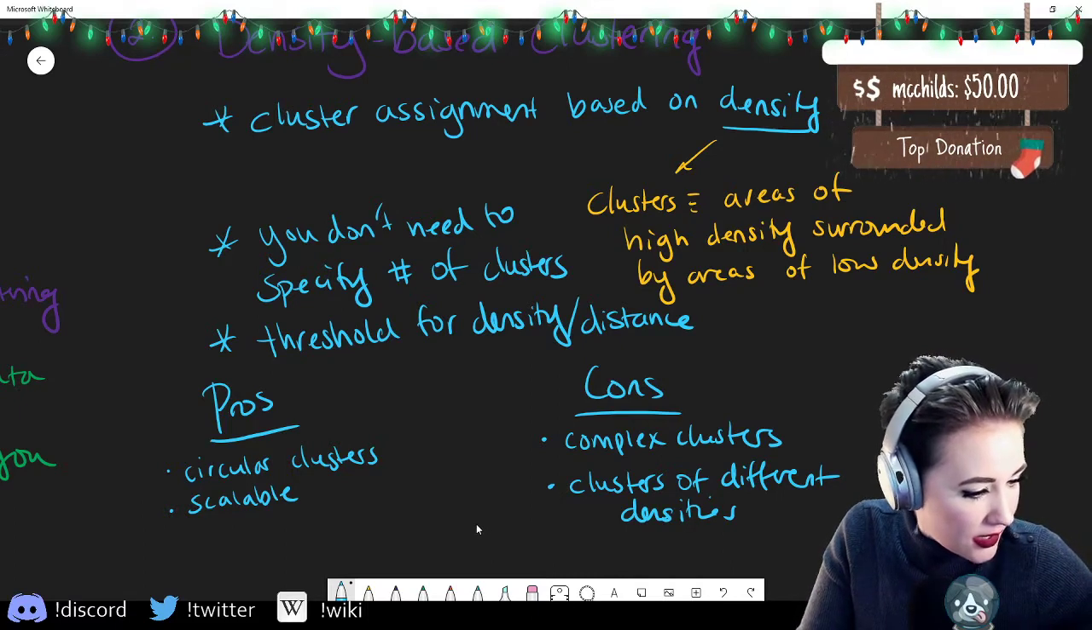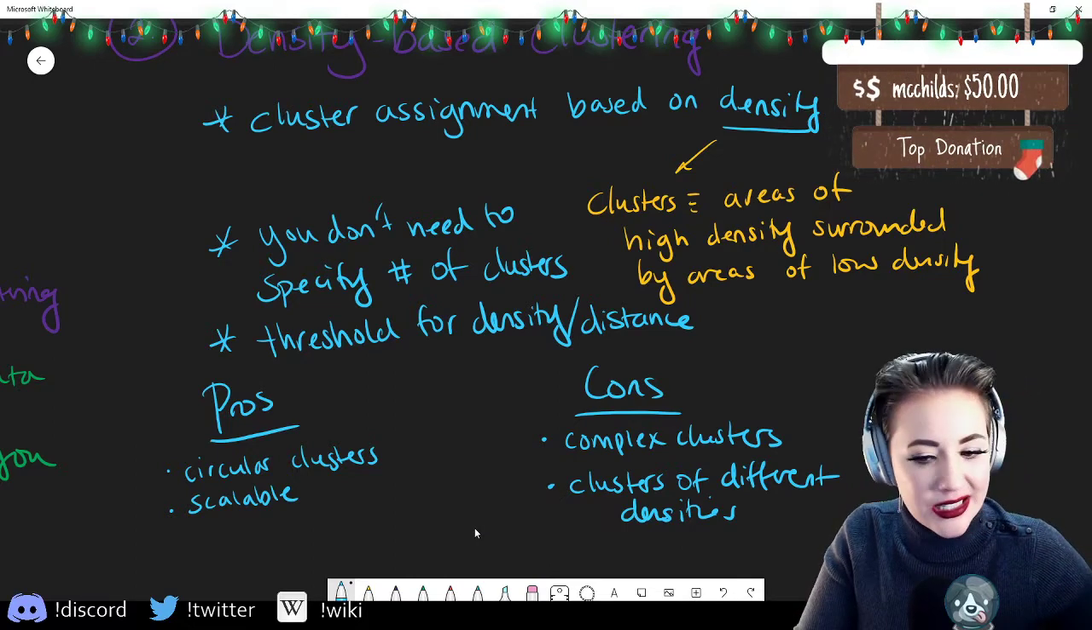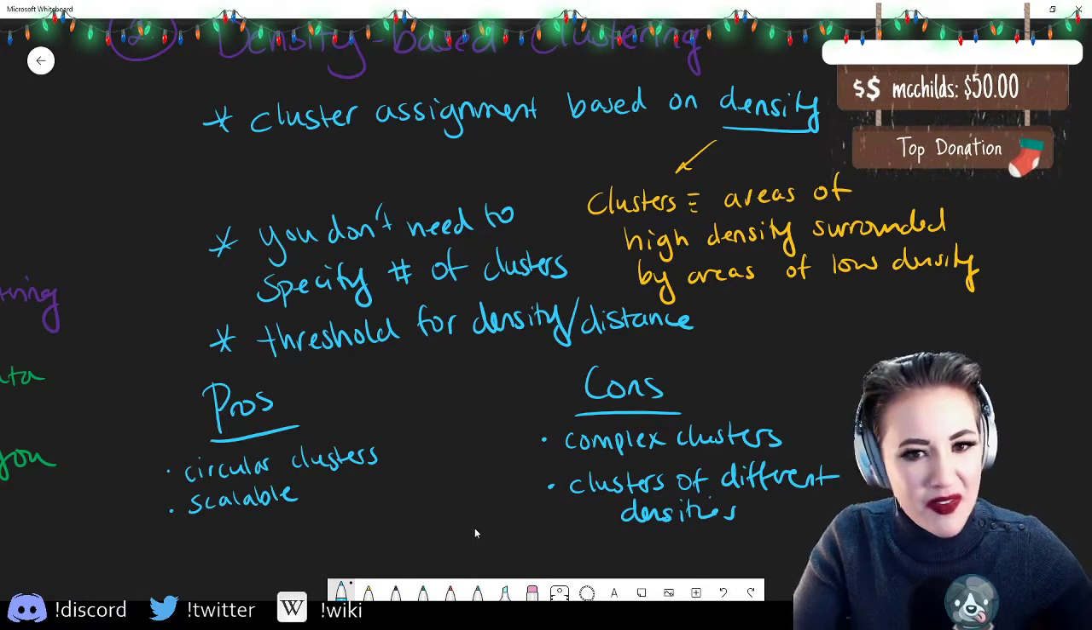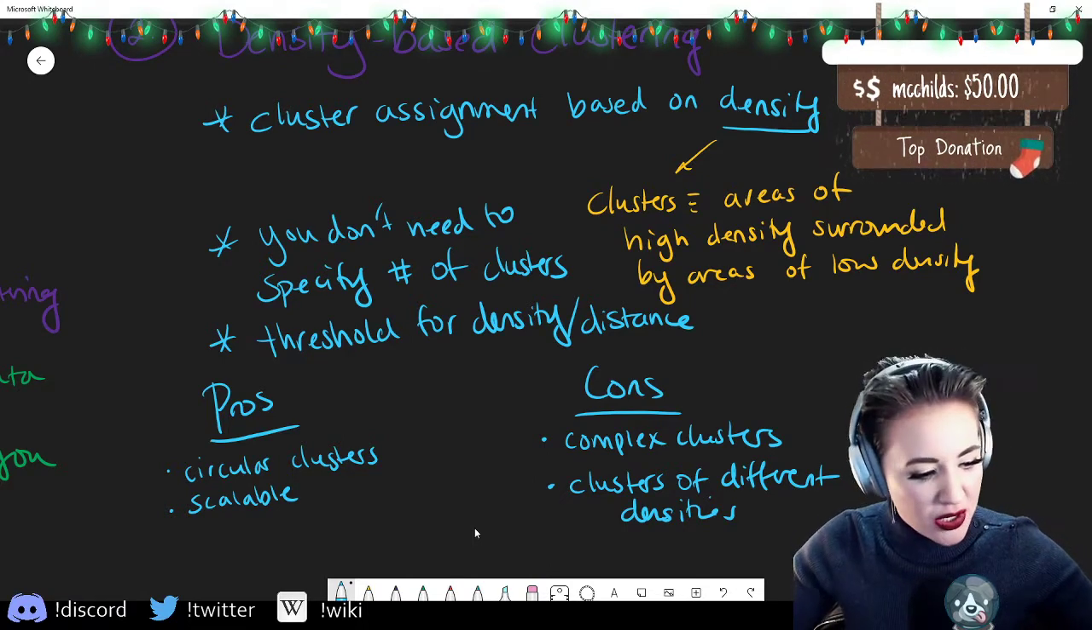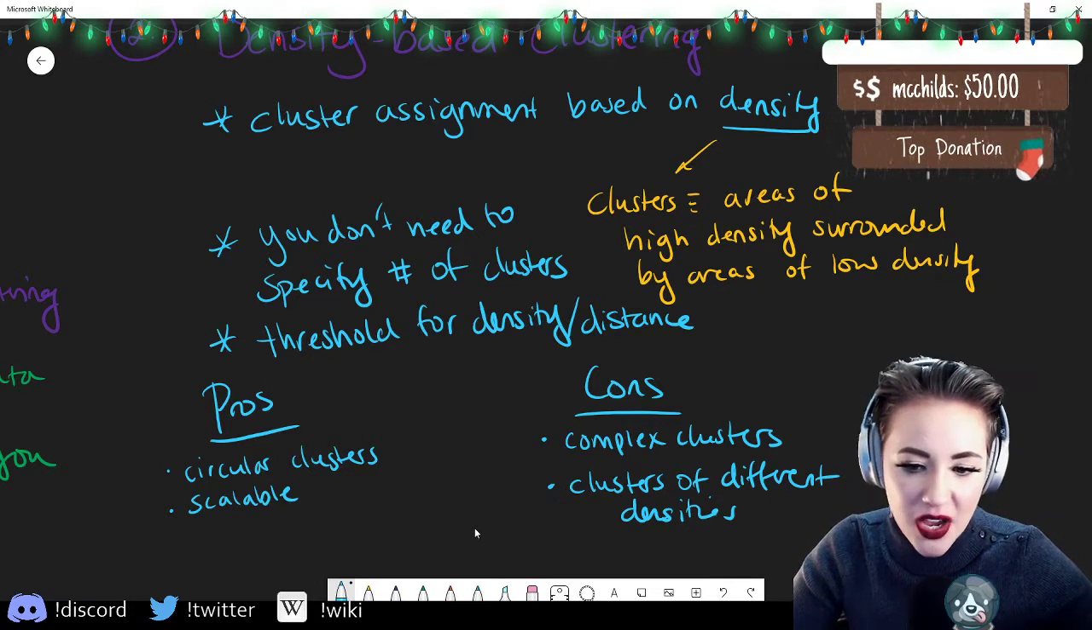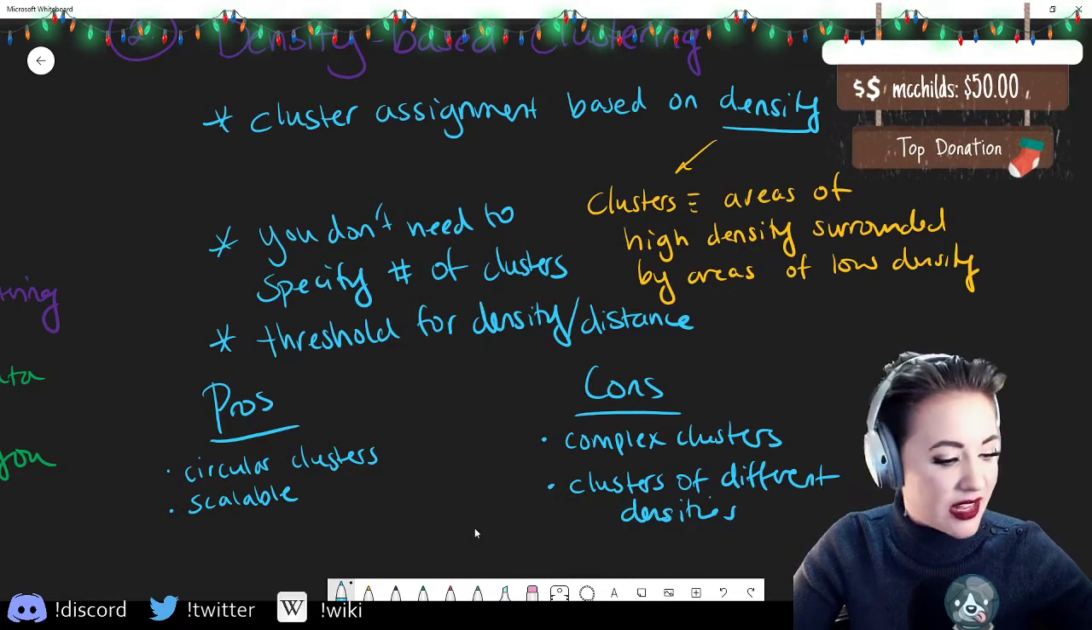Let's see. What do I mean by complex? Yeah, shape-wise. So instead of like the nice circular clusters, maybe we've got some really wacky, you know, polygonal, I guess is the adjective there. Polygonal shapes instead of nice circles.